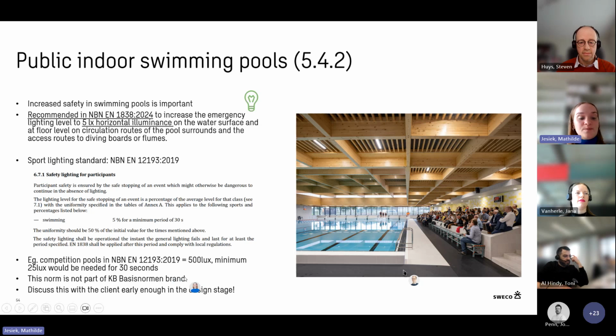But this norm is not part of the KB basisnormen, but this is a pool, a risk situation. So if you have a pool, we would say talk to your design team, discuss it early enough with the client in the design stage, so that we have a good understanding with the whole design team of what we should apply here.